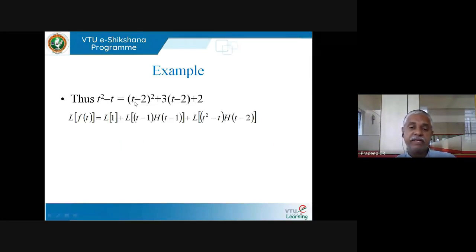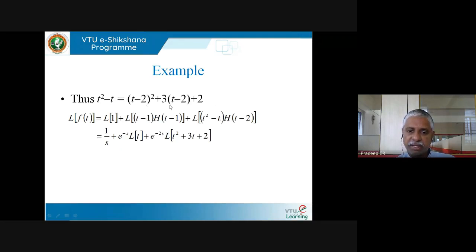So then L of f(t) is nothing but, as we saw, L of 1 plus L of (t minus 1) h(t minus 1) plus L of (t square minus t) h(t minus 2). Now I can write it like this. Laplace of 1 is 1 by s. Laplace of (t minus 1) h(t minus 1) is e power minus s times L of t. This is the formula which I told you, e power minus a s, where a is 1 here. f here is t, because f(t minus 1) is t minus 1, so f(t) is t, so Laplace of t.